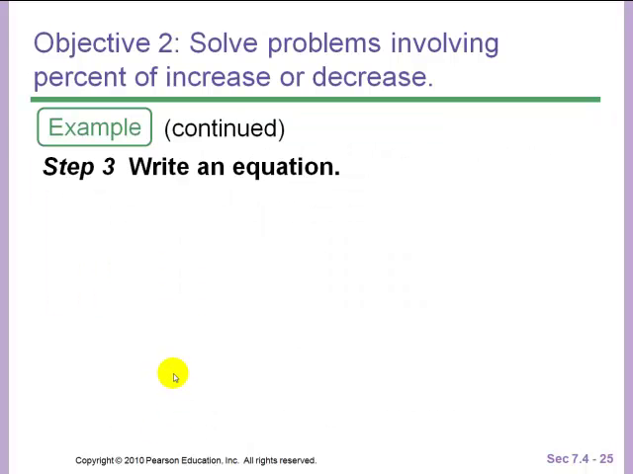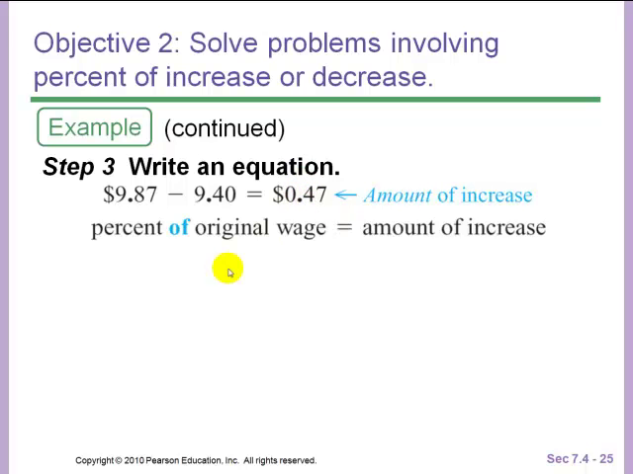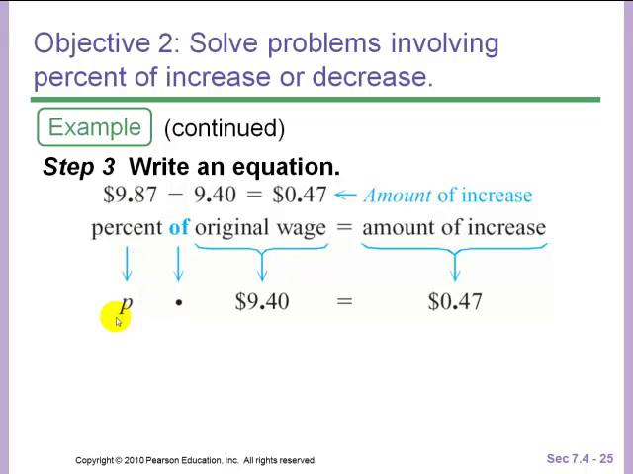To actually put the equation together, the first thing you have to do is figure out the actual increase. So you're going to subtract your two values. He actually went up by 47 cents. That was his actual raise. Now what we want to figure out is, 47 cents is what percent of the original wage. So our percent is unknown. Of is our multiplication. The original wage was $9.40. The amount of increase is this 47 cents.